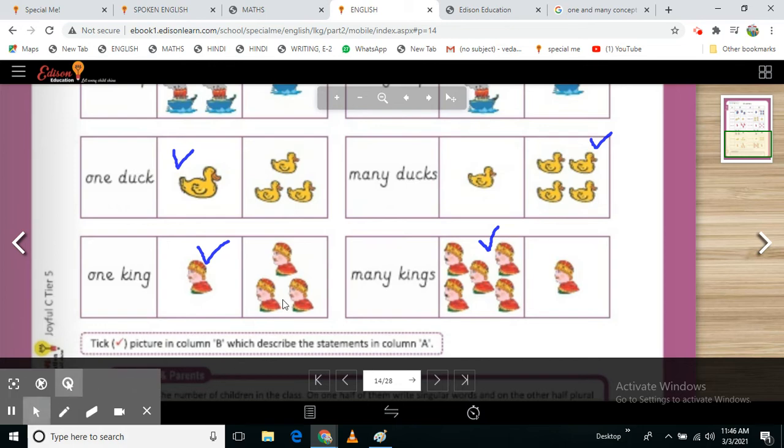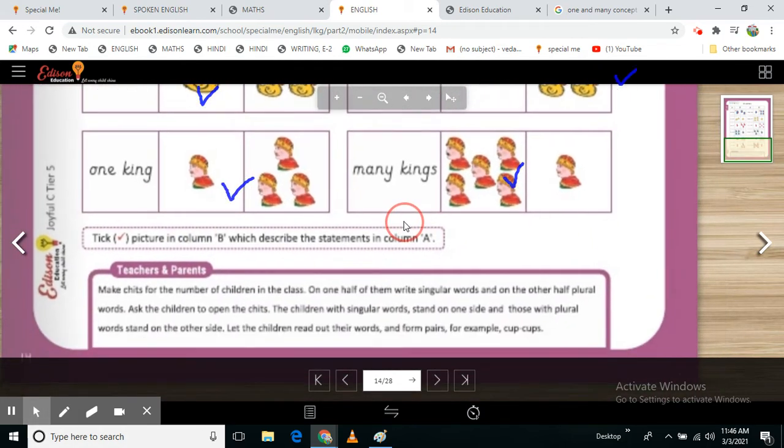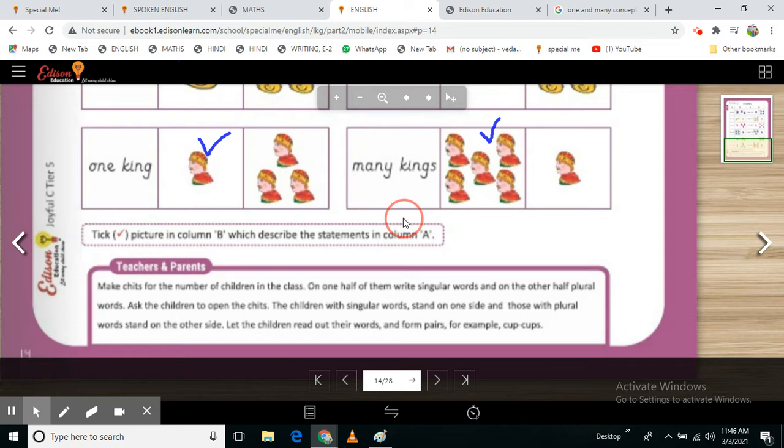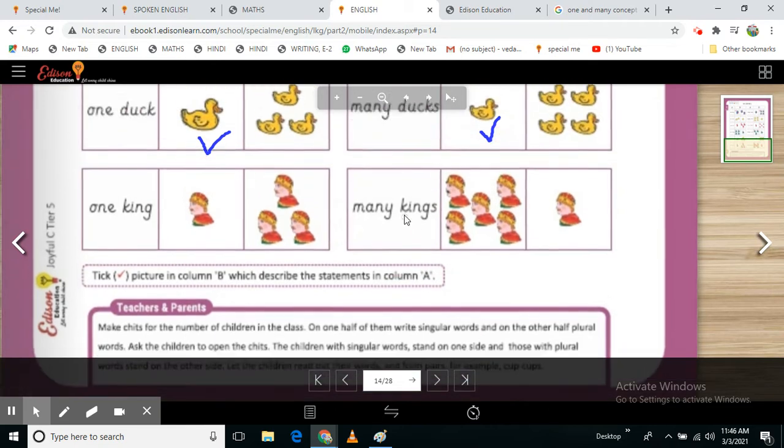Okay. And now make chits for the number of the children in the class. On one half of them write singular words and on the other half plural words. Ask the children to open the chits. The children with singular words stand on one side and those with plural words stand on the other side. Let the children read out their words and form pairs. For example, cup, cups.